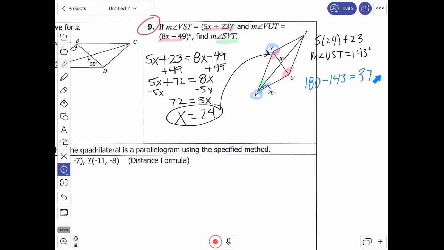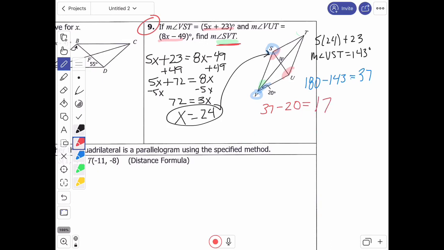If you're confused about where the 37 is, back up, because 37 is coming from the fact that we know what angle S is, and we know that S and V are supplementary angles, so S plus V has to equal 180. Now I'm just going to take 37 minus 20 to get that leftover green highlighted part of that angle that we're looking for. And so you get 17 degrees.